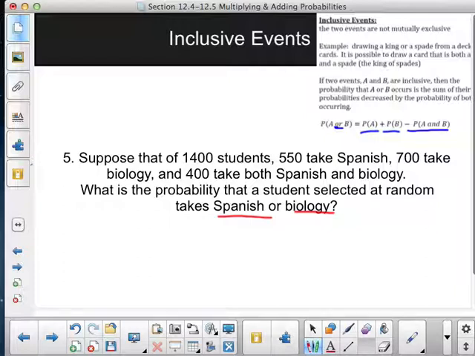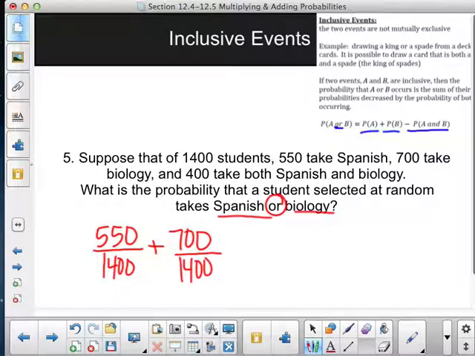How many students take Spanish? 550 take Spanish out of 1,400. Or, so I'm going to add, what's the probability that they take biology? 700 over the total, 1,400. Now I need to subtract where both happen. So how many take Spanish and biology? Well, 400 take both, so minus 400 over the total, 1,400.